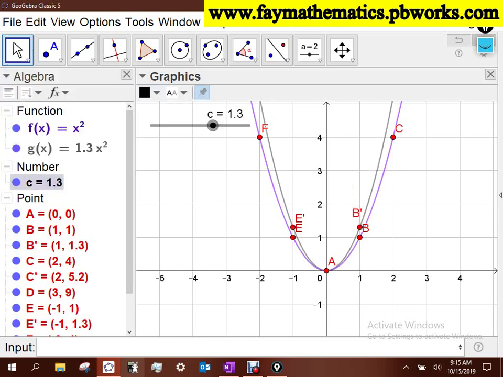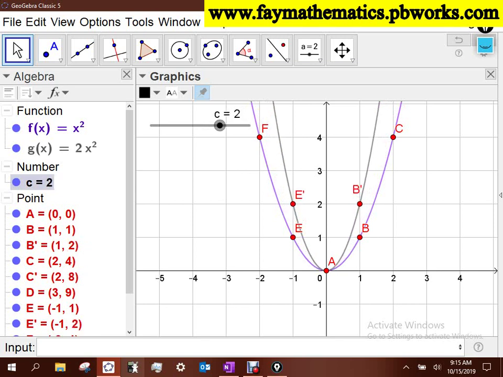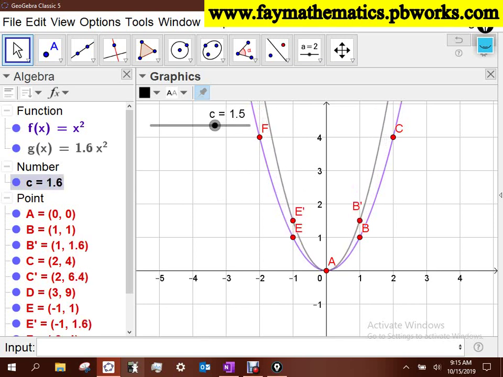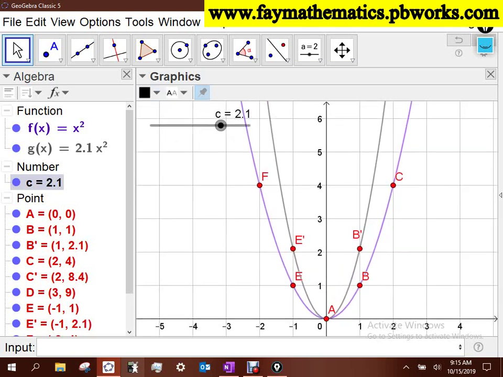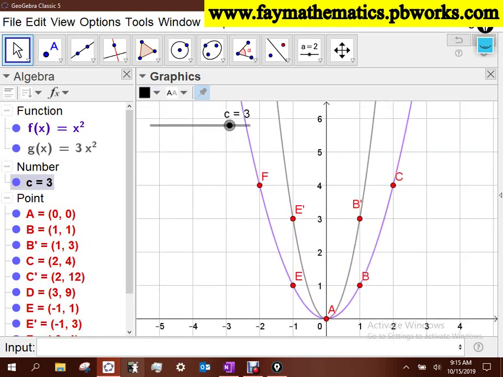All right, so as we see this, if we look at E and B, as I start to move C, do you see how they just get moved straight up? They're getting moved straight up right now by a factor of 2.1. If I make that factor go to 3, now they go to 3. So we have this ordered pair at 1, 3.